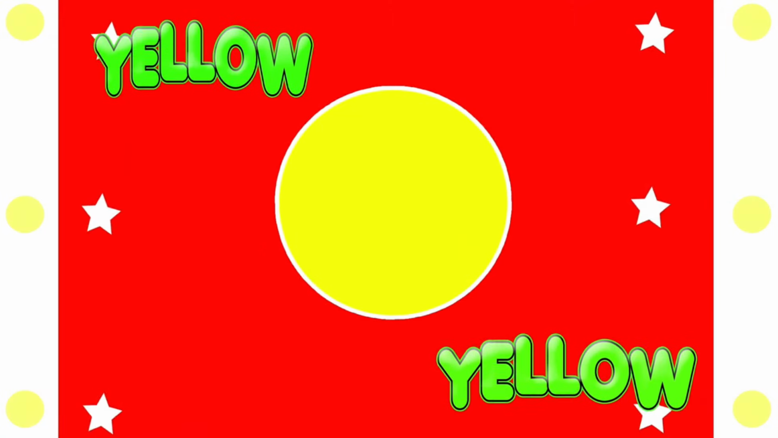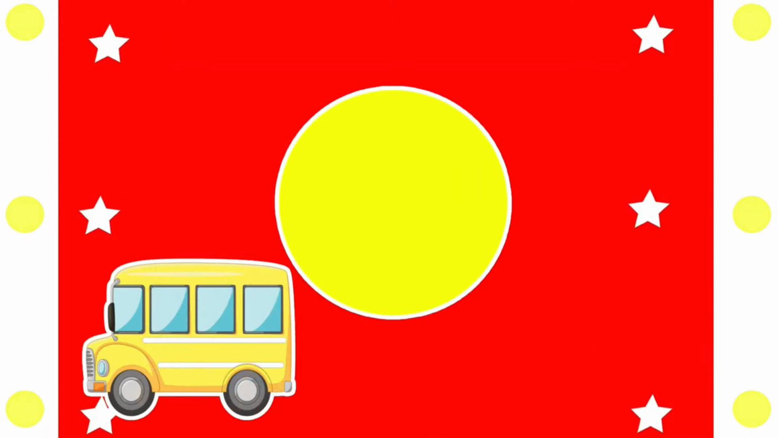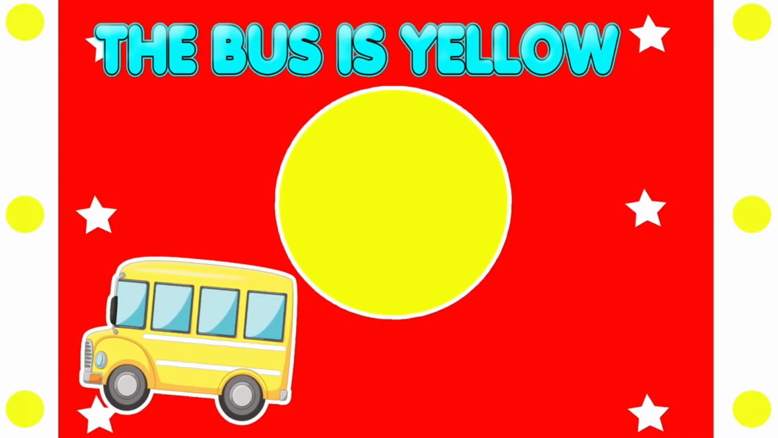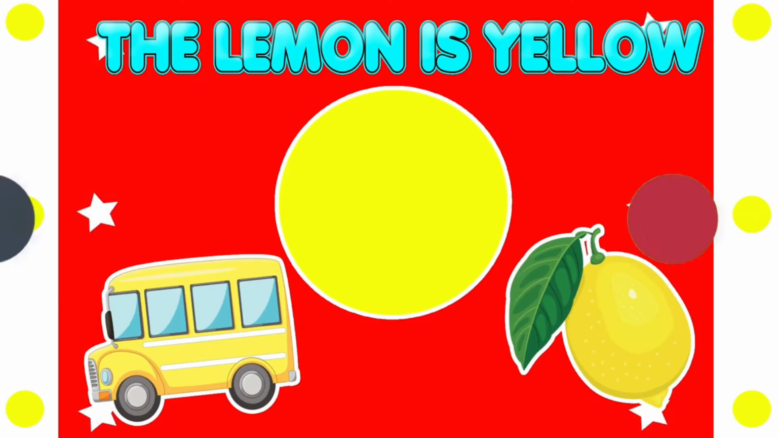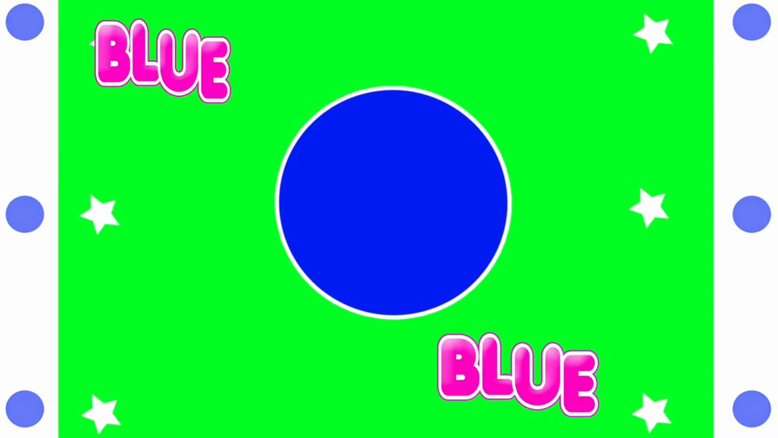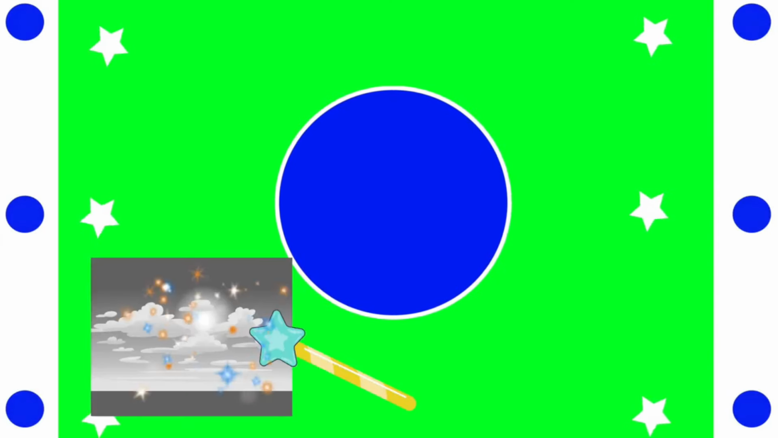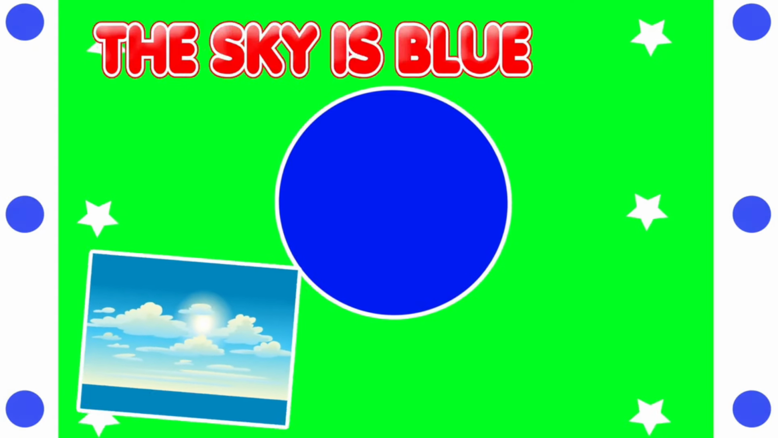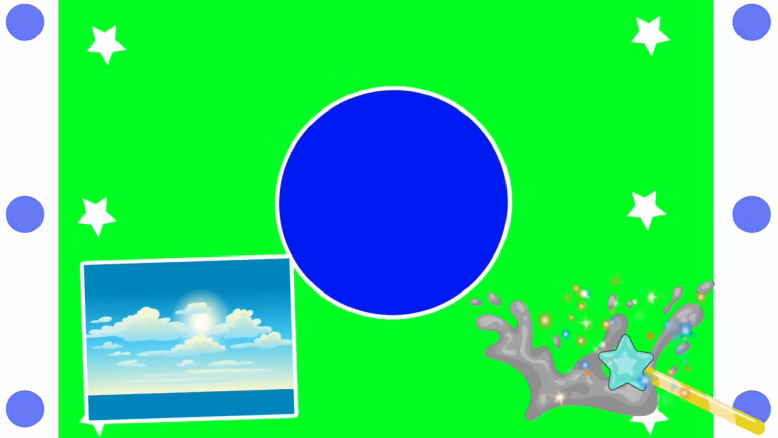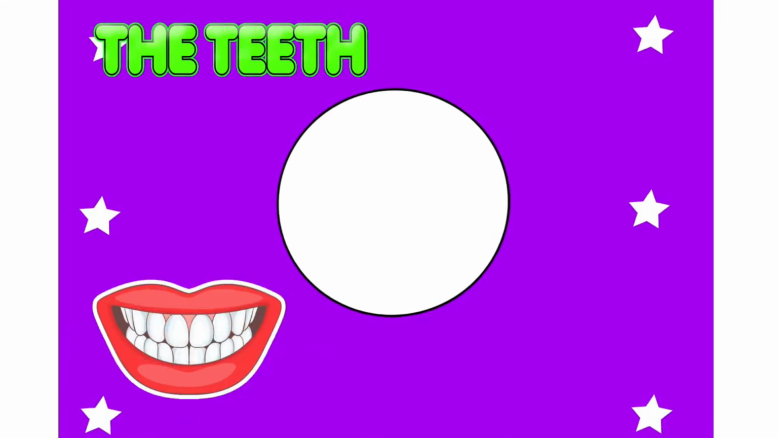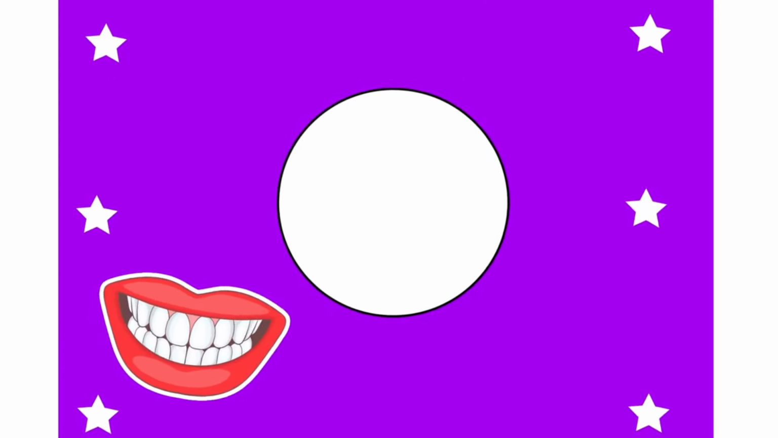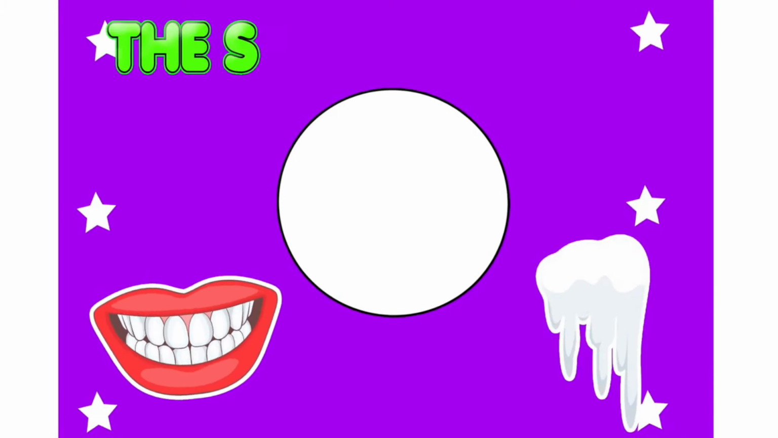Yellow. The bus is yellow. The lemon is yellow. Blue. The sky is blue. The water is blue. White. The teeth are white. The snow is white.